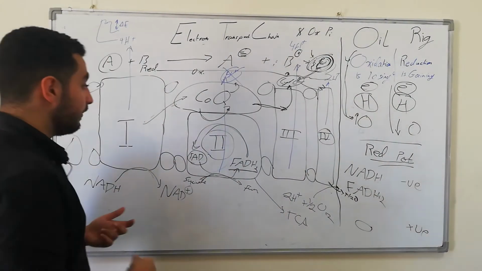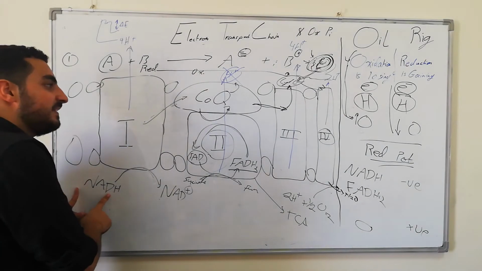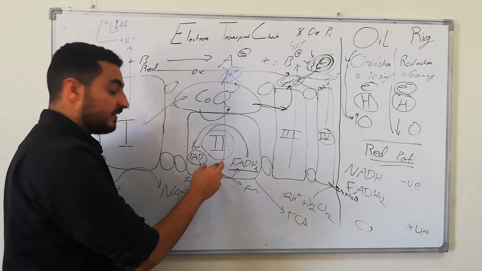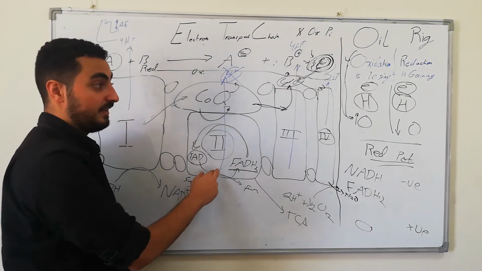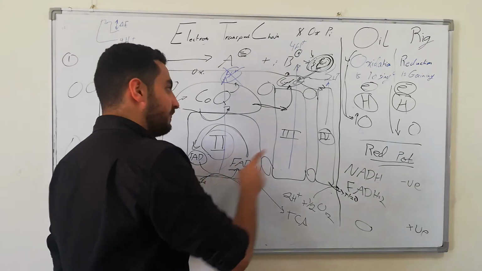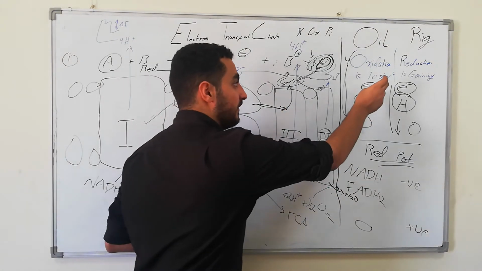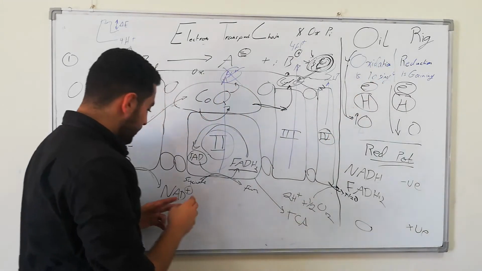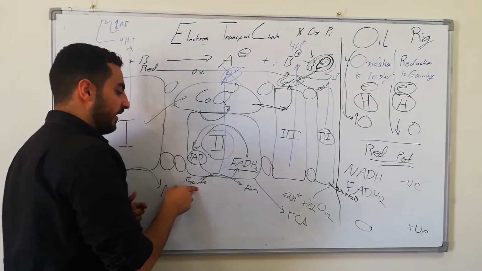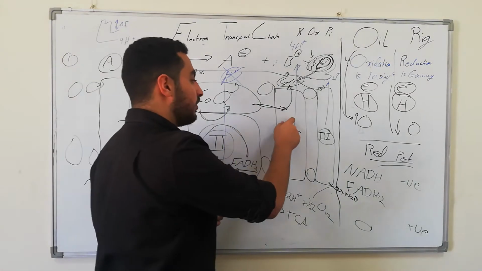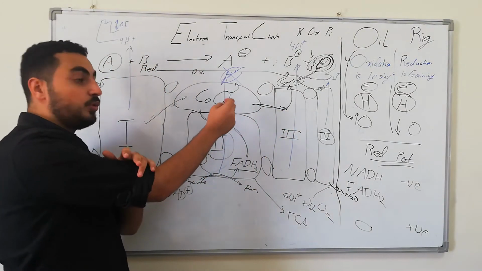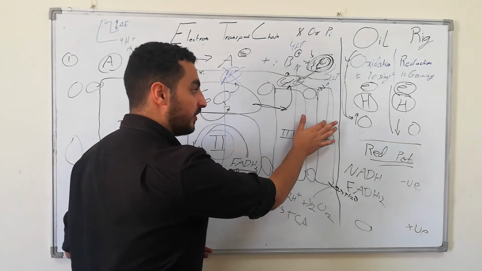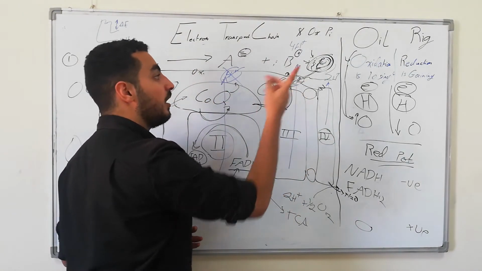Let's name each of these complexes. Complex 1 is NADH ubiquinol oxidoreductase enzyme. And here it's succinate dehydrogenase enzyme. And if we lose hydrogen, it is losing of hydrogen. It's oxidation. So succinate dehydrogenase oxidizes succinate. And here complex 3 is coenzyme Q or ubiquinol cytochrome C oxidoreductase enzyme. And complex 4 is cytochrome C oxidase enzyme.